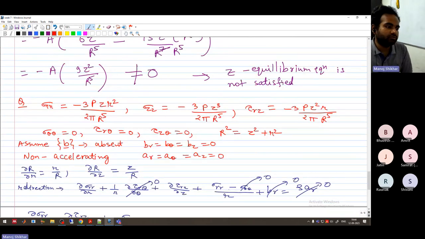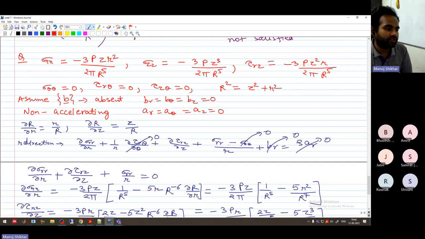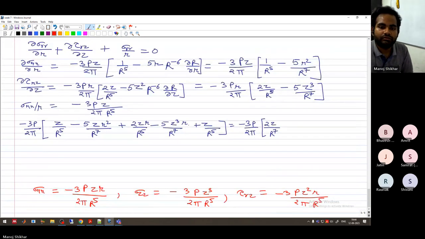So actually here it was 3pz R cube. No, sorry, R square. Made a mistake while giving you the number. So here it should be R square. So there will be some changes. Like here, when we are differentiating with respect to R, we will have one 2R present here. Okay. Here we will have 5R square.